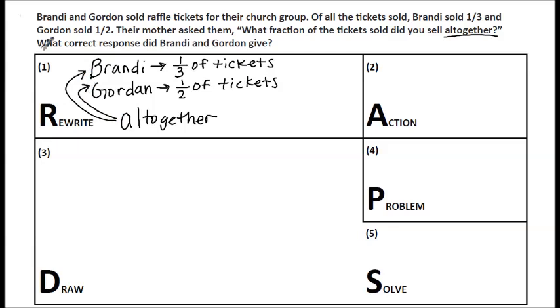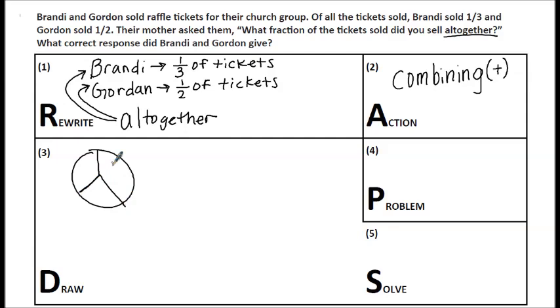So it's saying I want to combine the amount that Brandy and Gordon actually sold. So my action here is combining. So if we know that the action is going to be combining, then we know that the operation that matches with that is addition. So we want to add these numbers together.